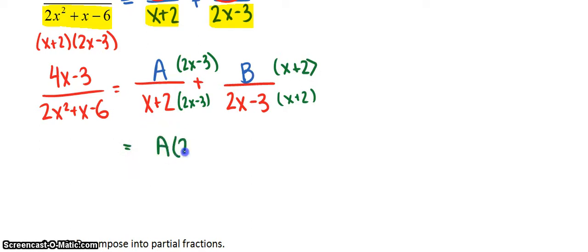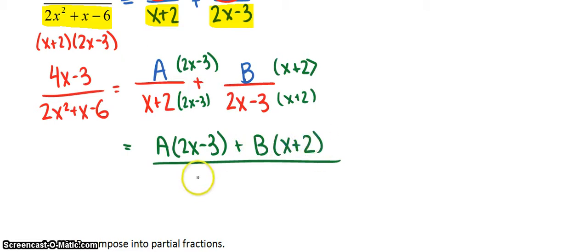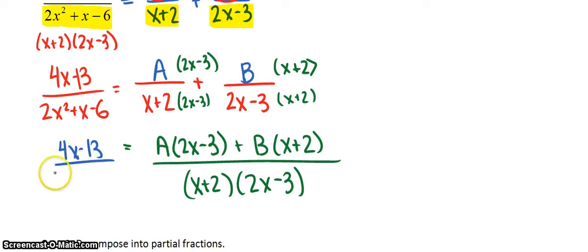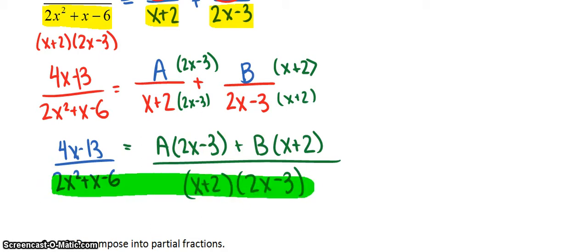So you have A times (2x - 3) plus B times (x + 2) all over (x + 2)(2x - 3), which would be our common denominator. And this should say 13, shouldn't it? 4x - 13. Okay, so (4x - 13) over our polynomial 2x² + x - 6. All I've done is add these together by creating a common denominator, and this would equal this. Like I said before, these denominators are equal, and you can see that once I've added them.